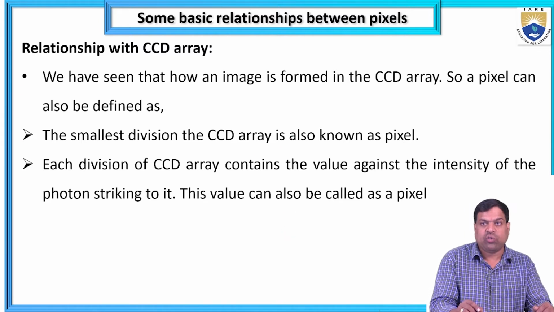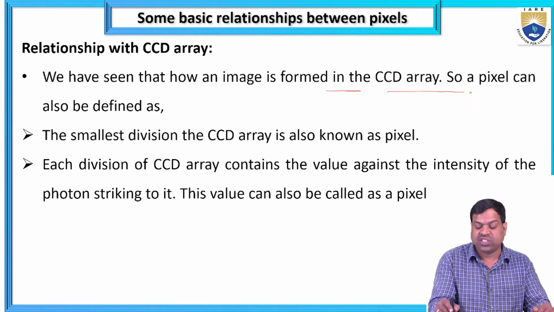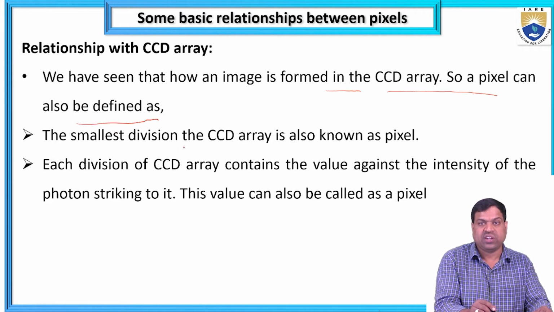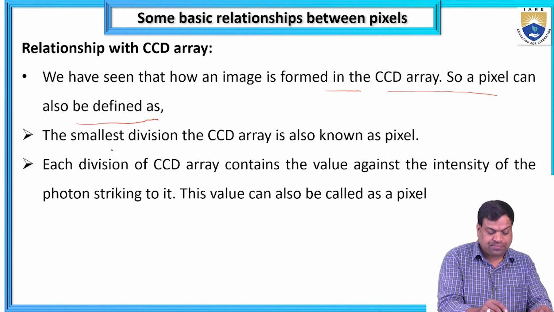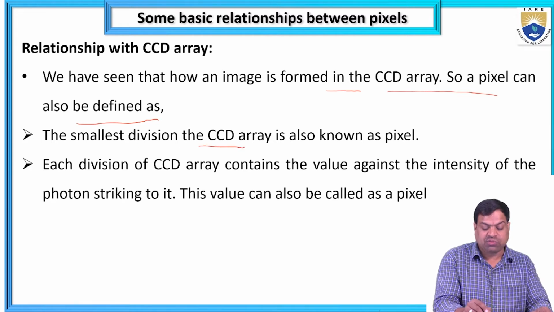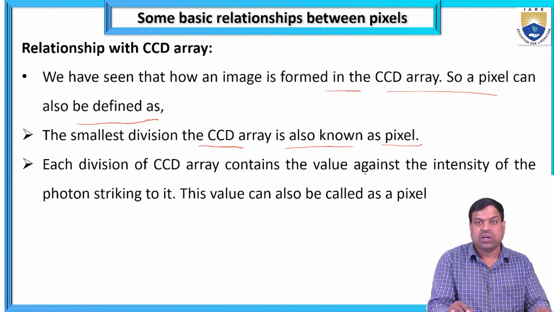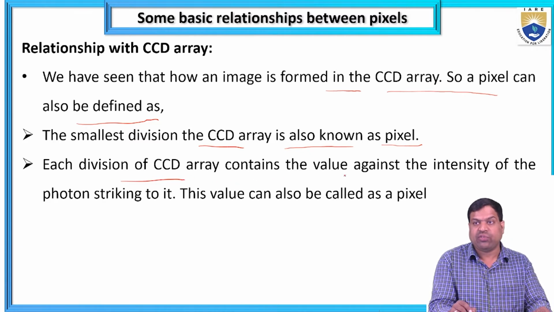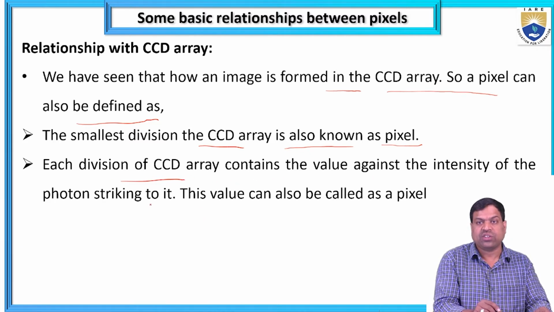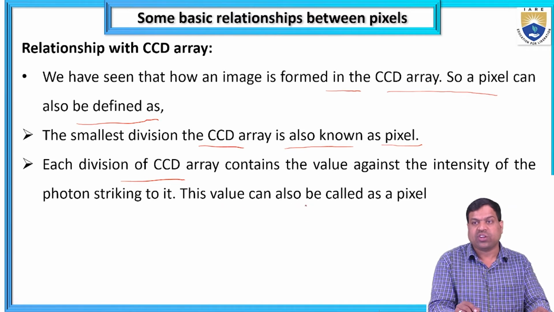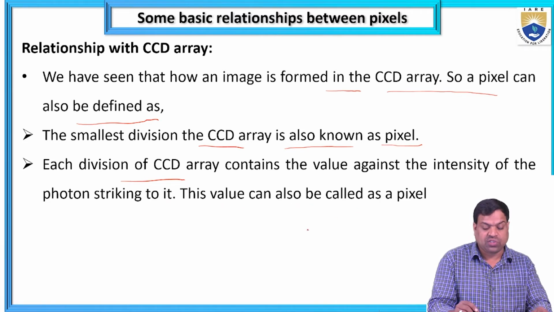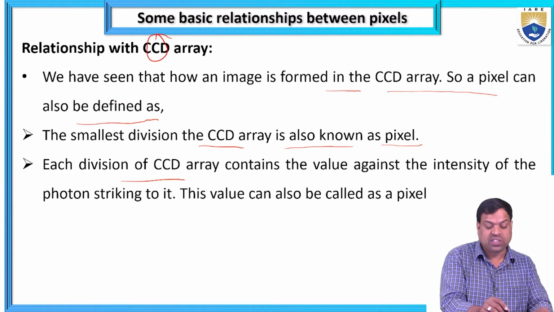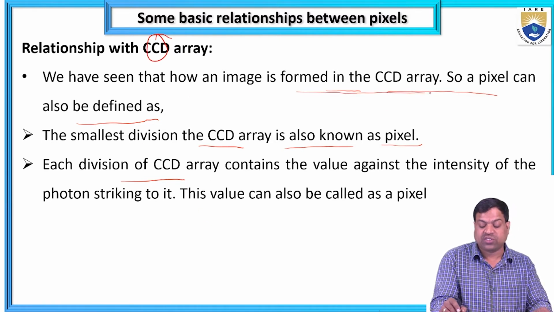And what is the relation with the CCD array? We have seen how the images are formed in the CCD array. So how are we defining a pixel? The smallest division of the CCD array is also known as a pixel. And each division of the CCD array contains a value against the intensity of the photon striking on it. This value can also be called a pixel. So the CCD is one type of relationship between the pixels, that is, the image is formed in the CCD array.